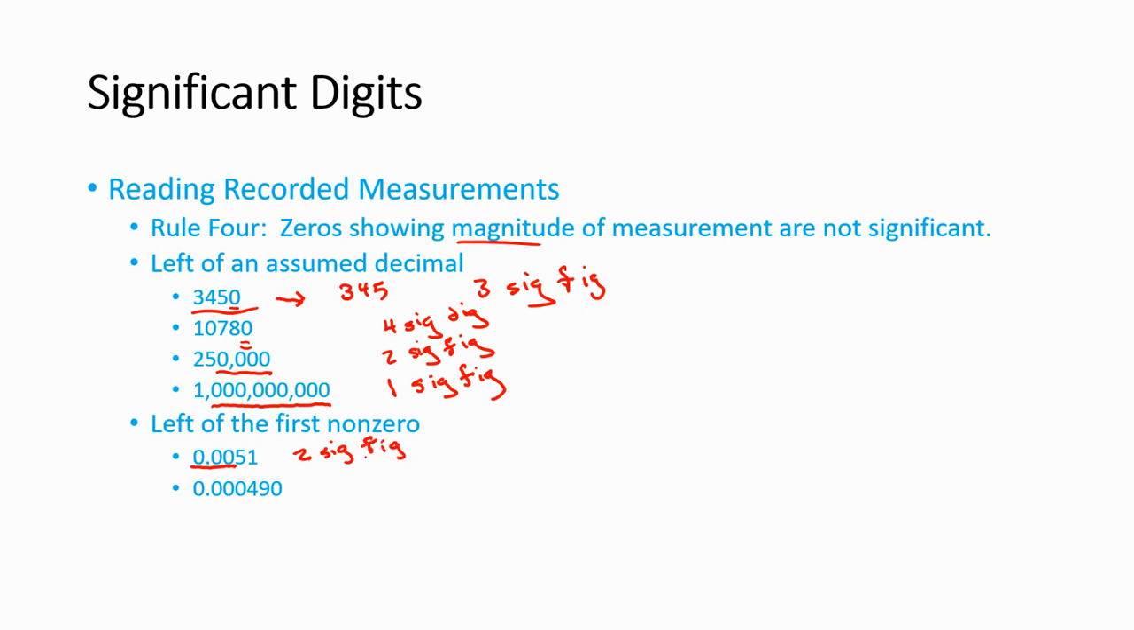With 0.000490, the last 3 are significant. The first 4 zeros are placeholders, but look at that last 0. This 0 right here is to the right of the decimal, and it's to the right of a non-zero, so it's considered to be a measured digit. It is significant. Okay, so let's try some.